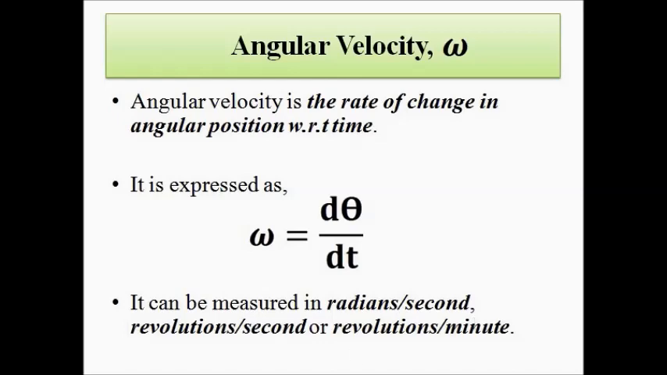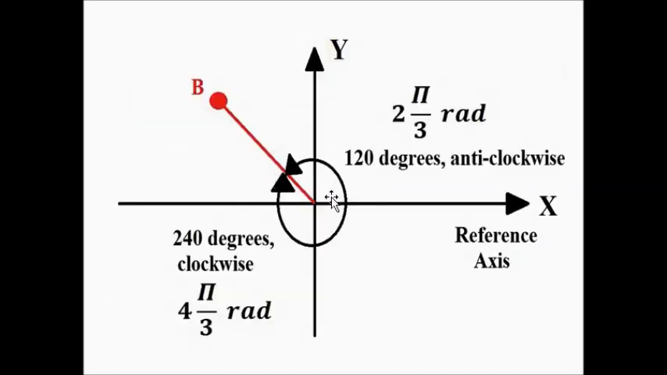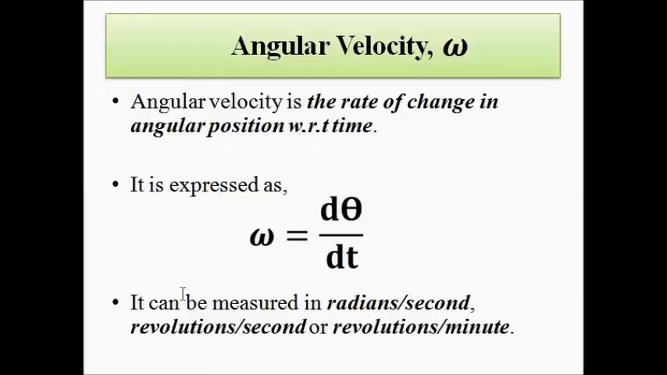So 2 pi radians make 1 revolution. We can understand that one complete rotation, one complete angular motion, gives us 360 degrees, or 2 pi radians. So 2 pi radians makes 1 revolution. So the measurement units can be radians per second, revolutions per second, or revolutions per minute.